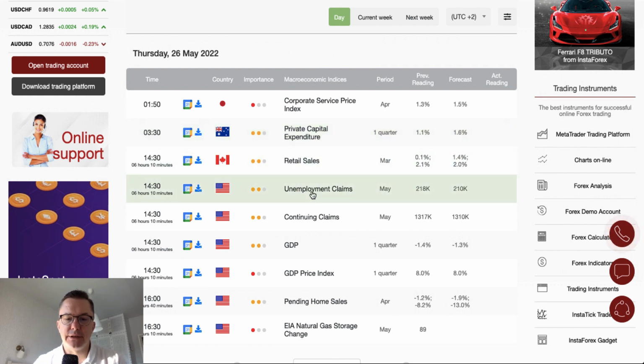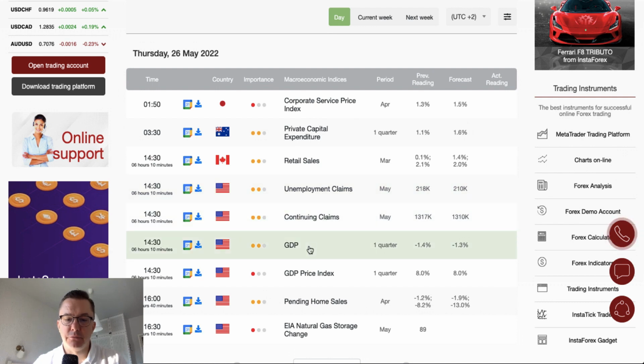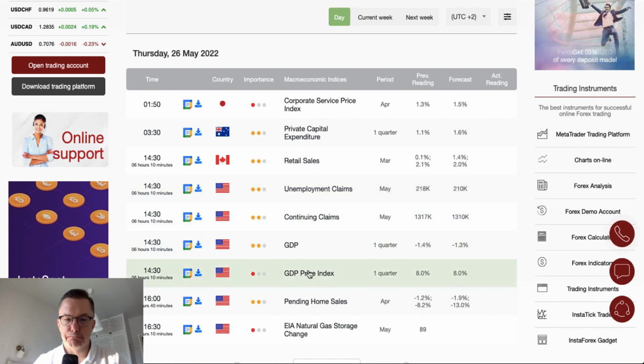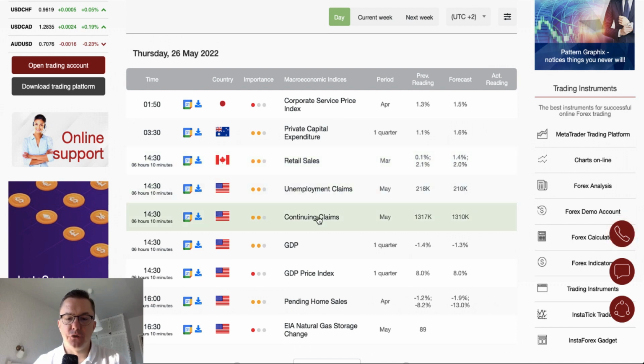However, there's plenty of data scheduled for release during the New York session, and many of them might be a market mover. So what do we have here? We have retail sales from Canada, scheduled for release at 2:30. Market participants expect an increase from 0.1% to 1.4%. Unemployment claims and continuing claims are scheduled for release at 2:30 as well.